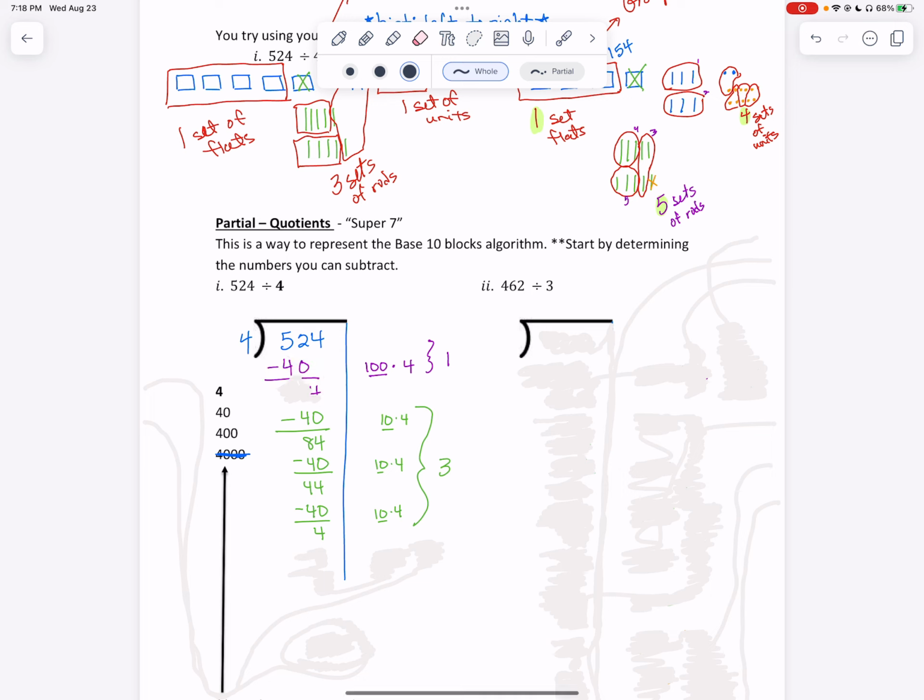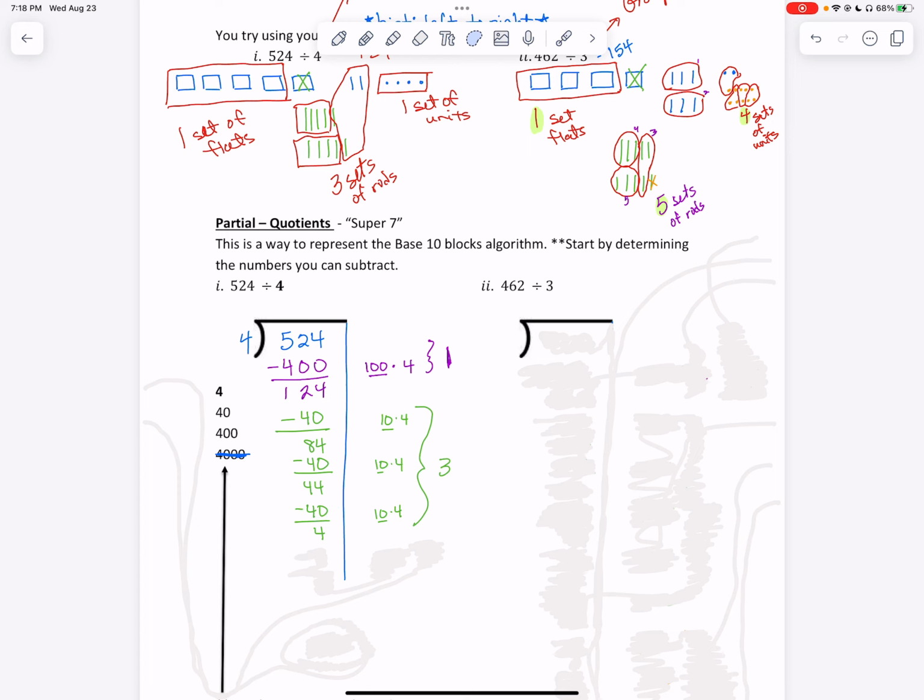So I'm going to subtract my 400, and I'm going to be left with 124. So I had one set of 400. Next, I'm going to subtract 40 as many times as I can. I subtracted it once and got 84. Then again, and I got 44. And then again, and I got 4.